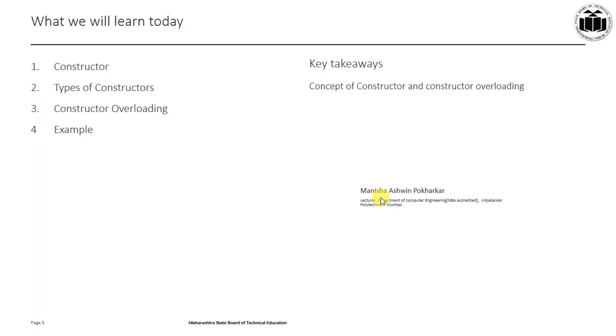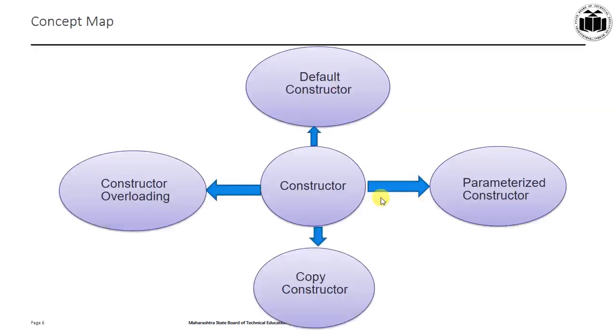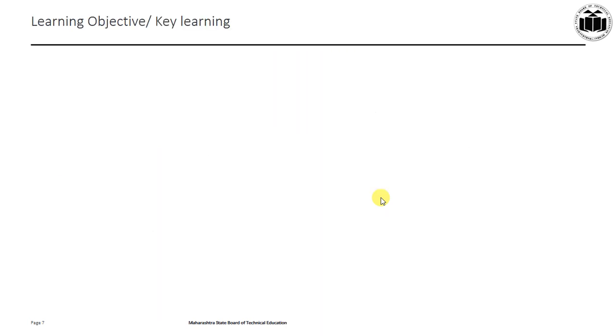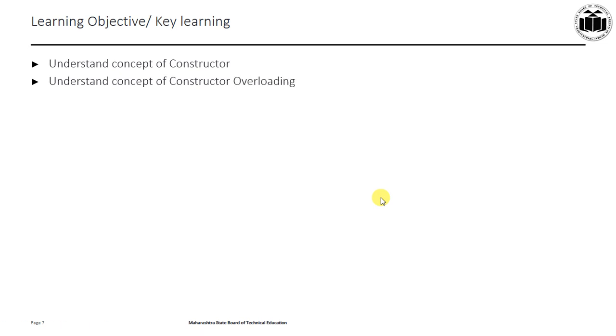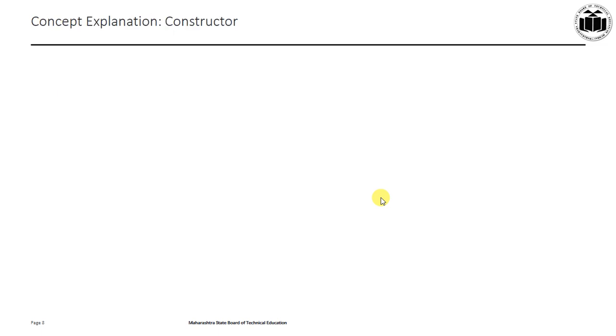Now what will we learn today? We will see what is constructor, which are the types of constructor, what is constructor overloading, and then we will see an example. This is the concept map explaining the types of constructor and constructor overloading. Now learning objectives are to understand the concept of constructor and the concept of constructor overloading.